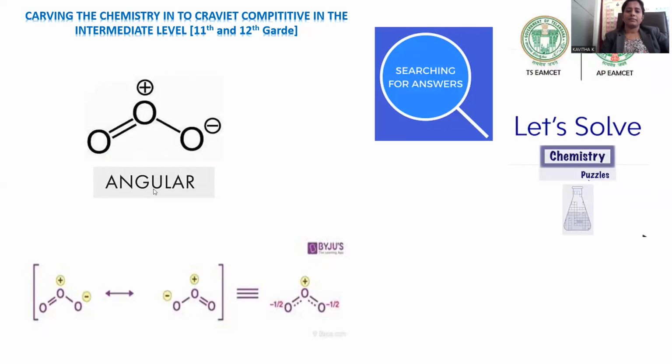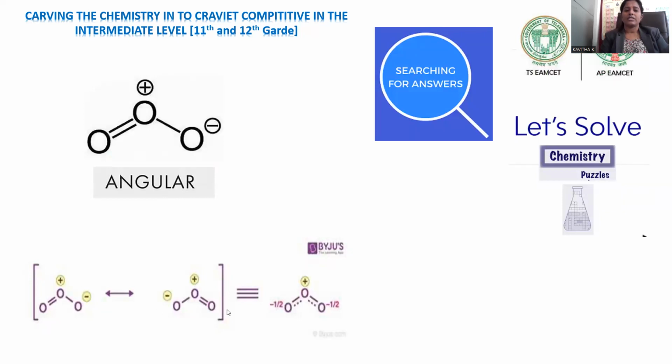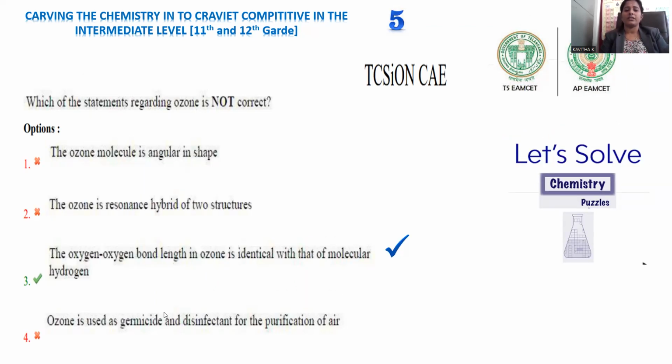Let's see the exact explanation for this question. The ozone molecule is represented in the angular form. What they are saying in option number 1 is correct only. And ozone exists in two equivalent resonance forms. It is the hybrid. Ozone is the resonance hybrid of two equivalent resonating structures.